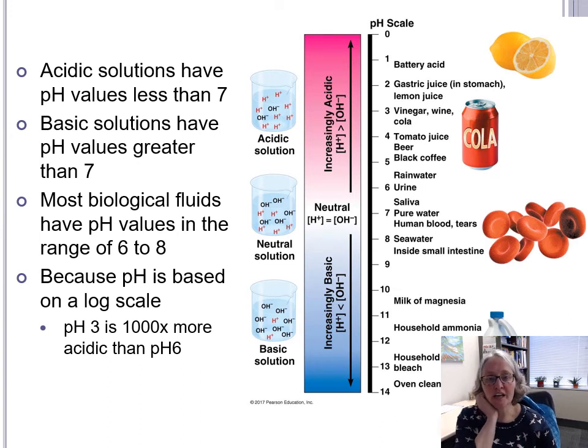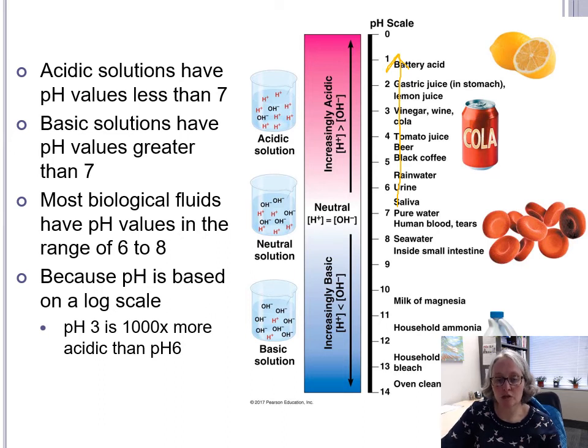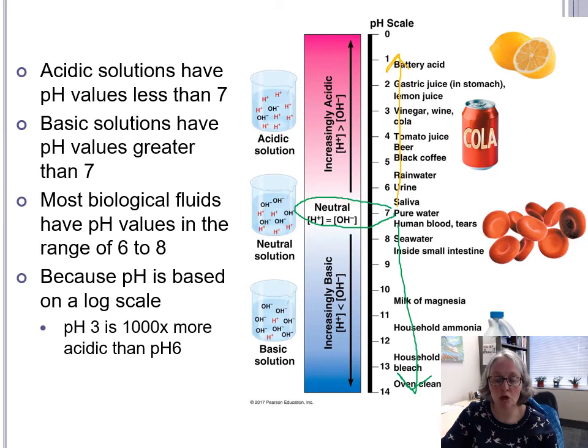As we start looking at acids and bases then, acidic solutions are anything that have a pH less than 7. So all of these things are acids. Basic solutions are those that have a pH greater than 7. So all of these things down here are bases. Most biological things are right near neutral, which is pH 7, but there are extremes. Because pH is based on a log scale, just remember as we go from one value to the next, there's actually a 10-fold increase.